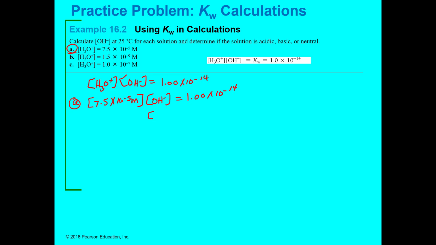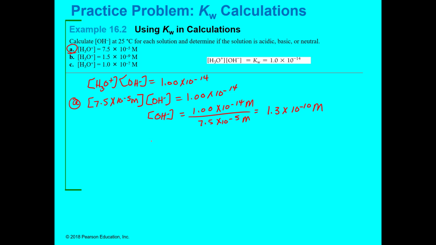So if I'm solving for that, I'm going to divide 1 times 10 to the minus 14 by 7.5 times 10 to the minus 5. Those are both molarity, right? And that is going to give me 1.3 times 10 to the minus 10 molar. And I'm doing the hydroxide concentration. Now, the hydroxide concentration, is it higher than 10 to the minus 7?